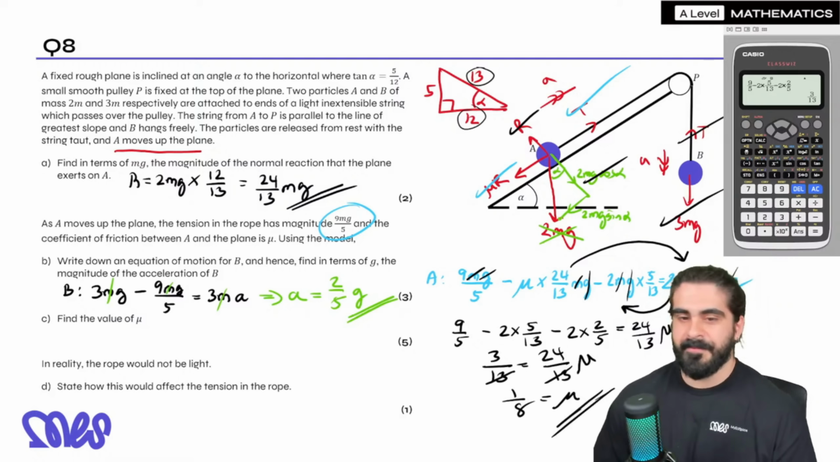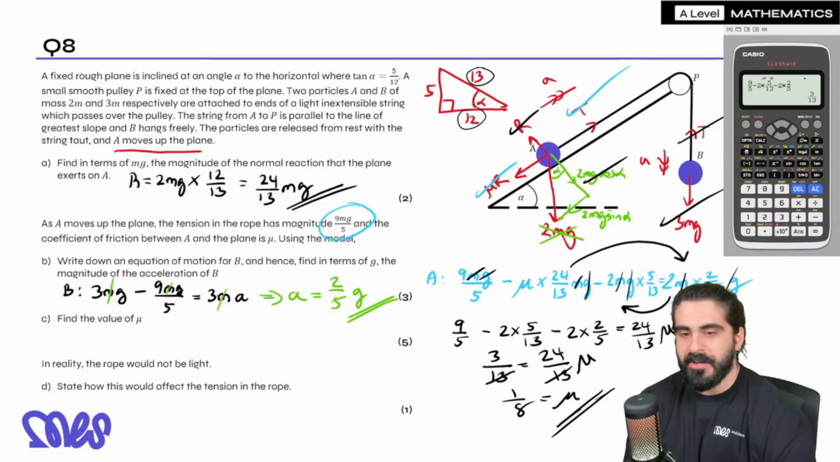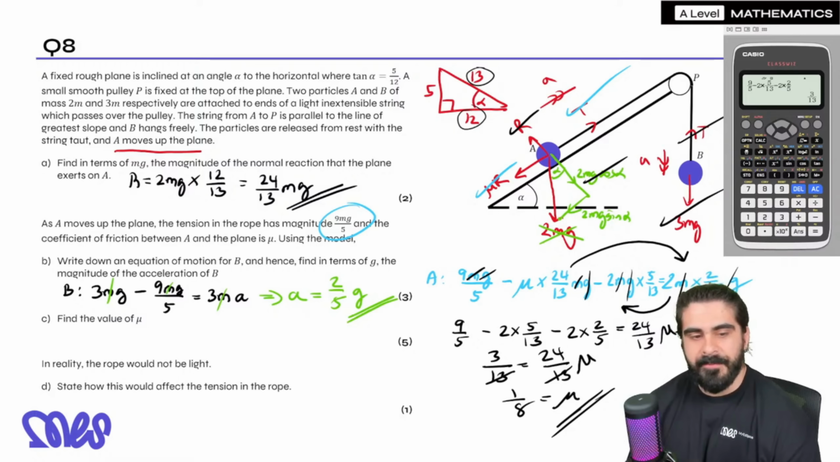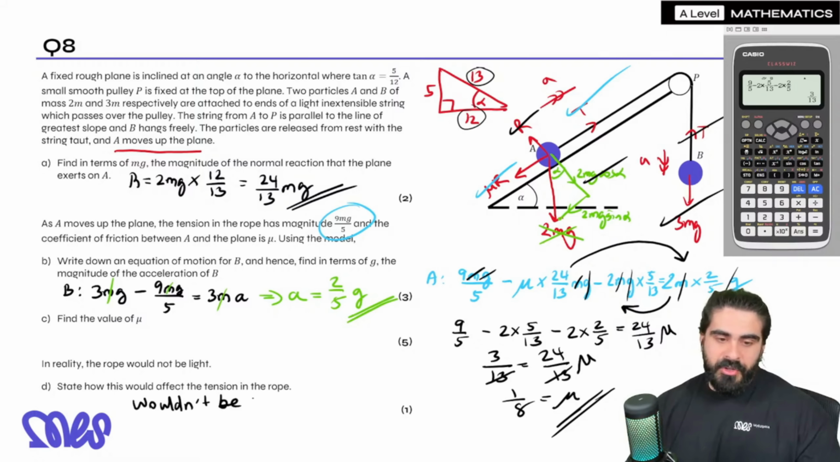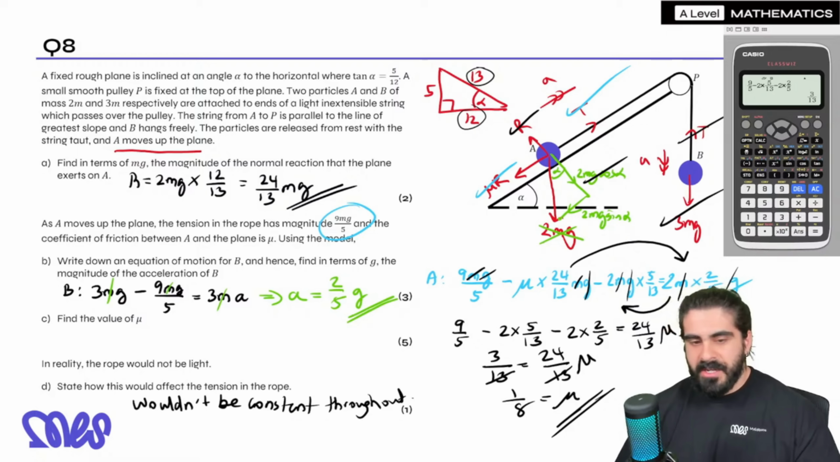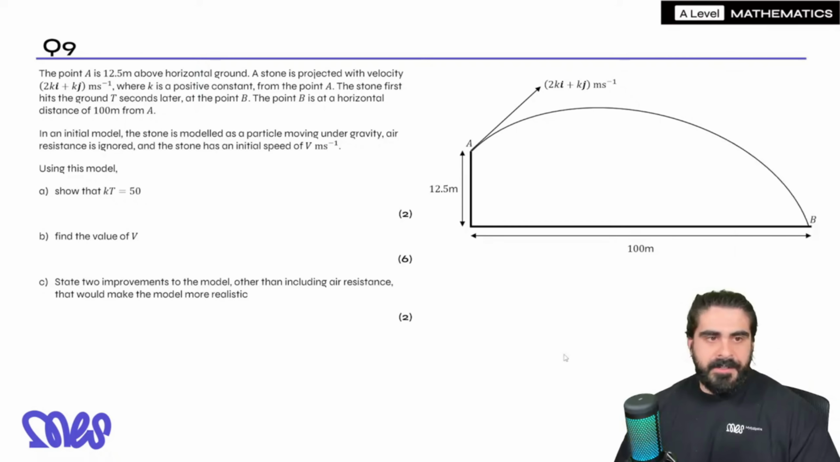Okay, there we go. That's a really nice question. 5 marks for that, for just reading the diagram. In reality, the rope would not be light. State how this would affect the tension in the rope. It wouldn't be constant throughout. Don't get technical with this. The simple answer they're looking for is it won't be constant throughout.